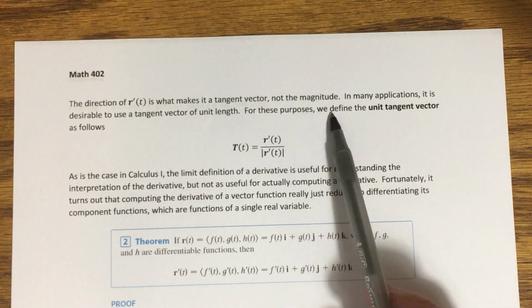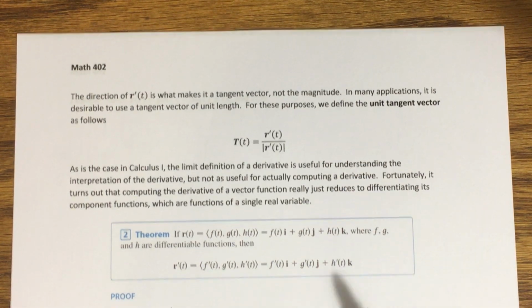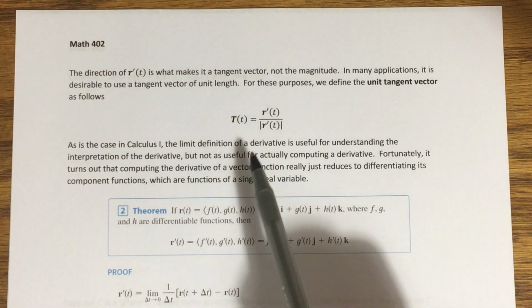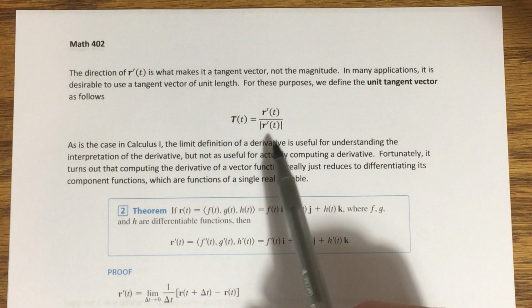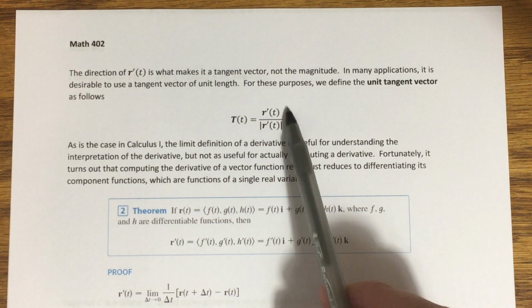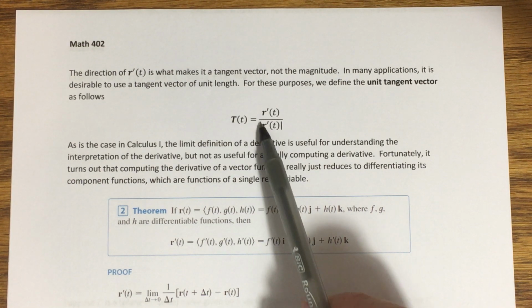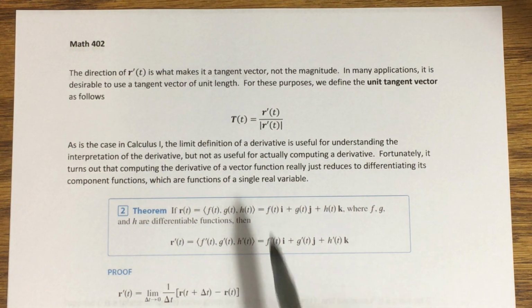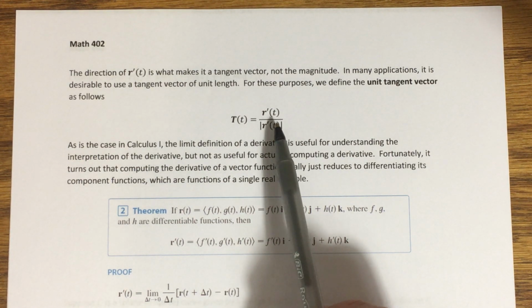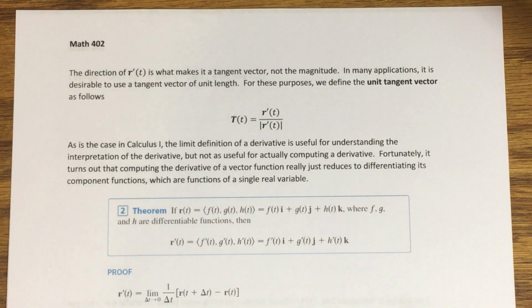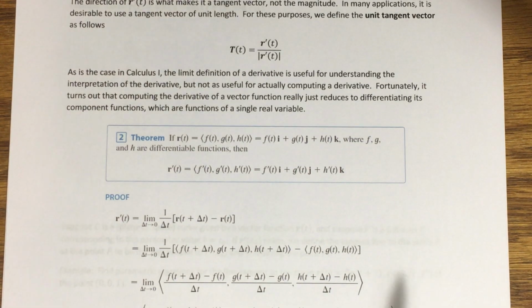If we want the unit tangent vector to a space curve, this also applies to plane curves as well, at a particular point corresponding to the parameter t, then we just take r prime of t, which is a tangent vector, and then remember we divide that by its magnitude, which makes it a unit vector in the same direction. So this is the unit tangent vector. We'll be using that concept a lot in the remainder of chapter 13.